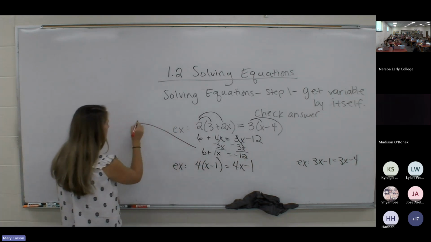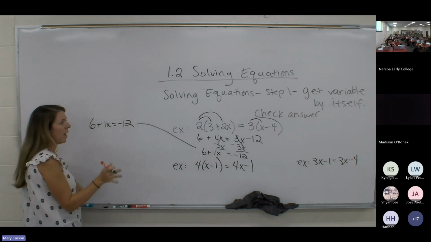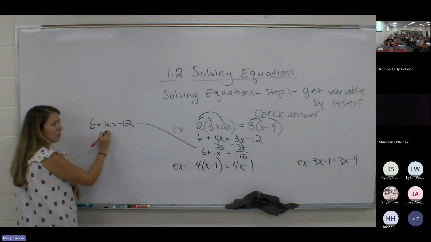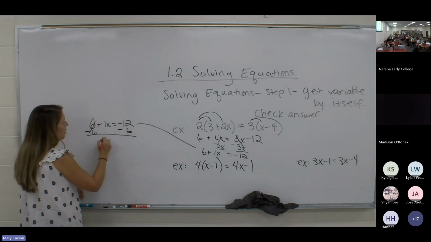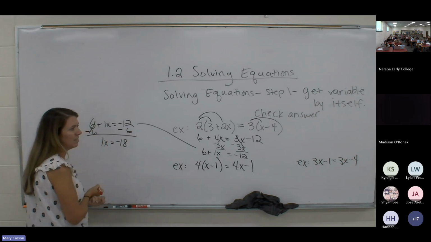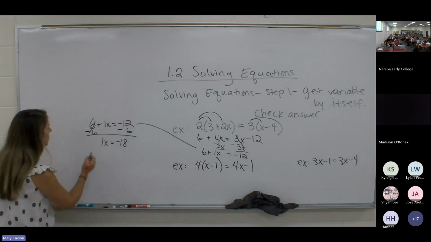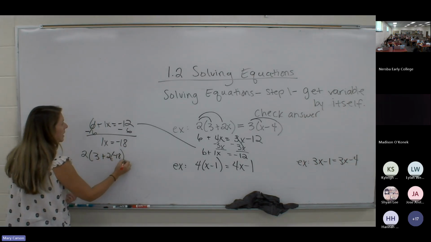I'm gonna write this over here because I'm running out of room. If you move something else, that's fine, okay? You should still get the same answer. So now I want to get my 1x by itself. So I move the 6 over, and you get 1x, or just x, is going to be equal to -18. Everybody get that?